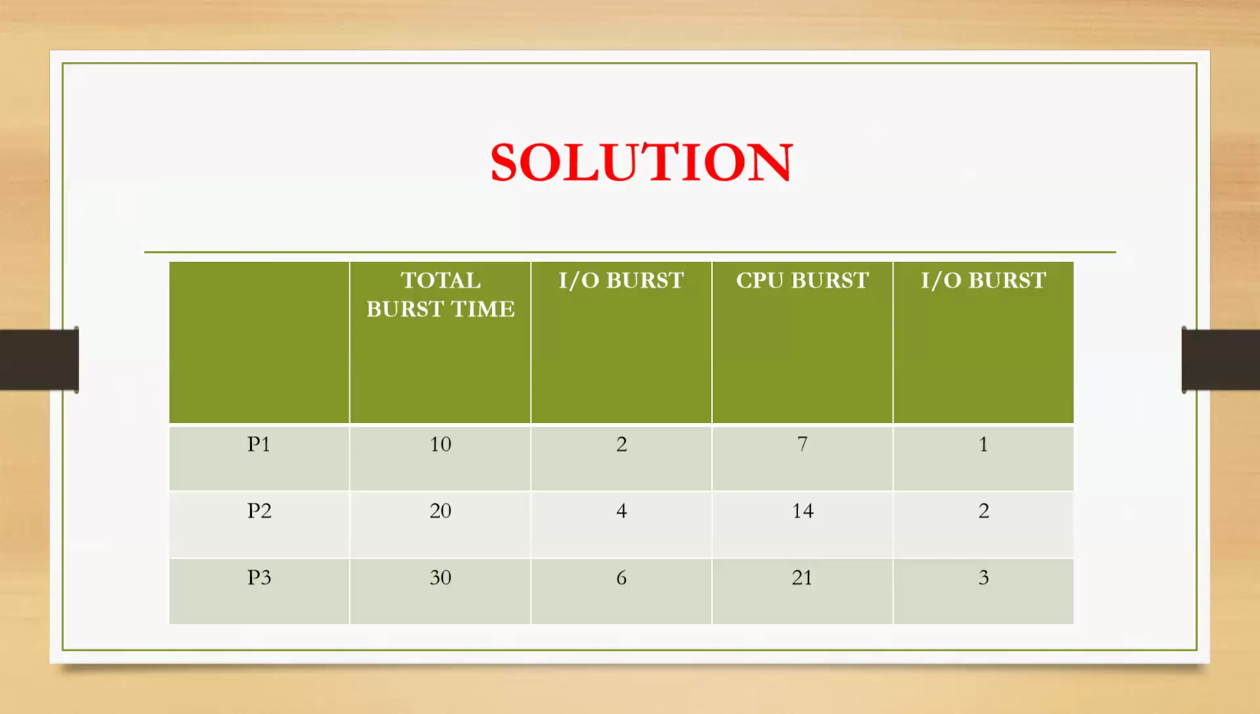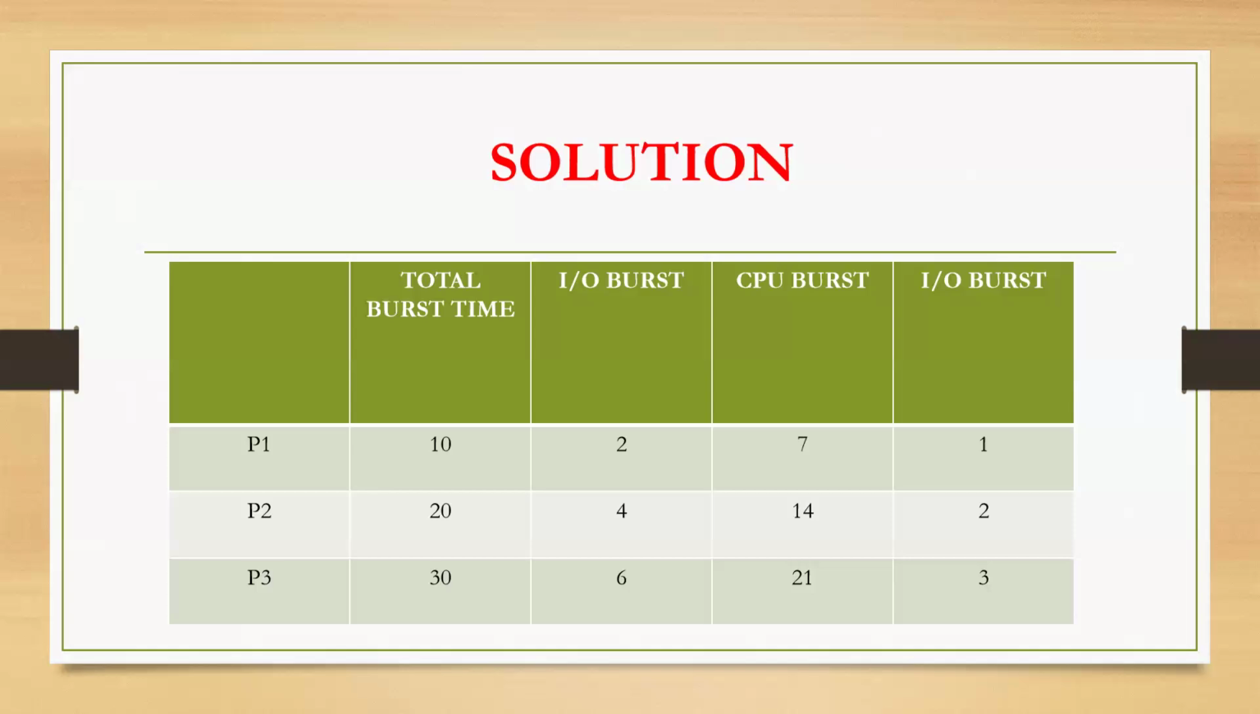And for process P2, the execution time is 20, so 70 percent of execution time is 7 into 2, 14. So the CPU burst time for process P2 is 14. And for process P3, the execution time is 30. From 30, 70 percent is 7 into 3, 21. So 21 is the CPU computation time for process P3. I hope you understand this concept. And what is the last column?